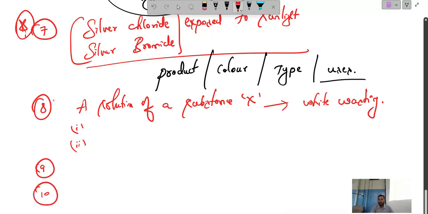Question number 10. Why does an iron nail become brownish in color, and why does the blue color of copper sulfate fade?